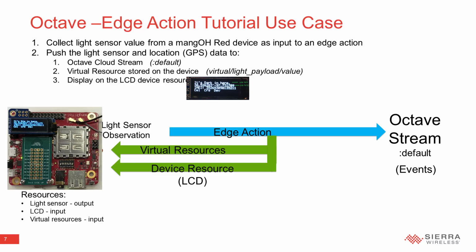Here's an illustration of our edge action tutorial use case. Our edge action will collect light sensor data from the Mango Red device as input to an edge action via observation. It'll push that light sensor and location data to an Octave cloud stream, which can then be used later to post data to a customer's cloud platform, a virtual resource stored on the device, and to the display on the LCD on the Mango Red.